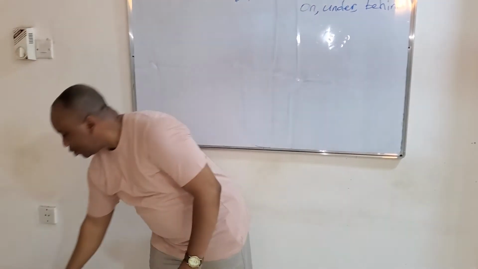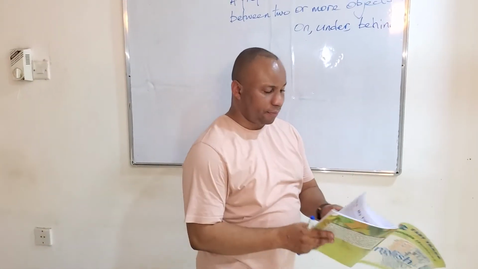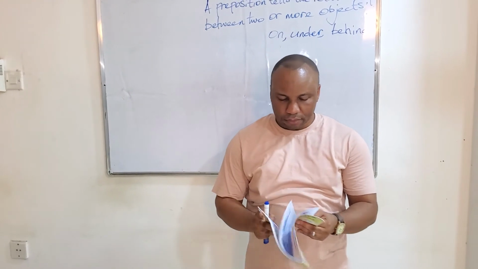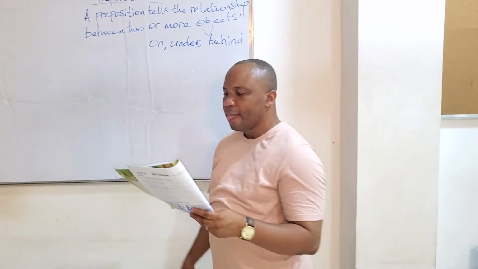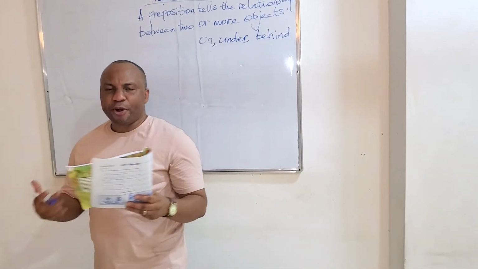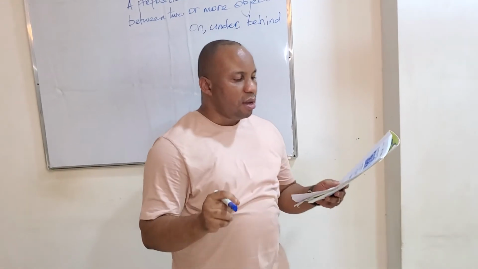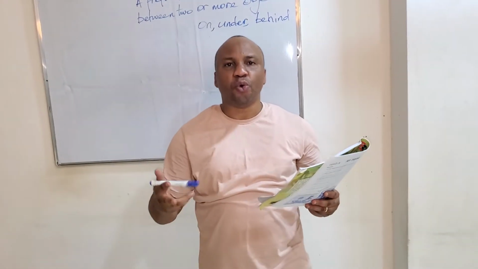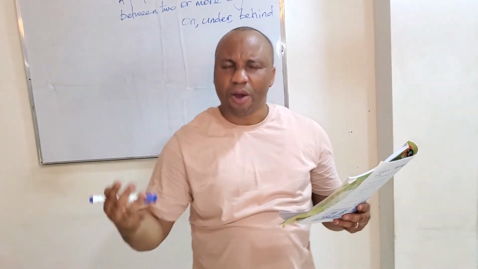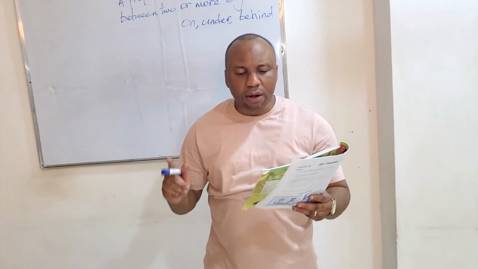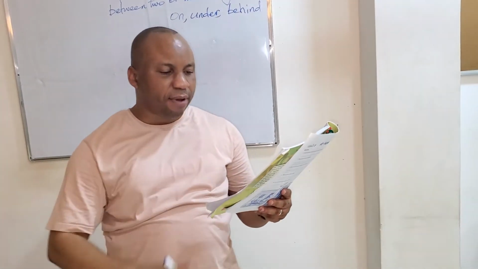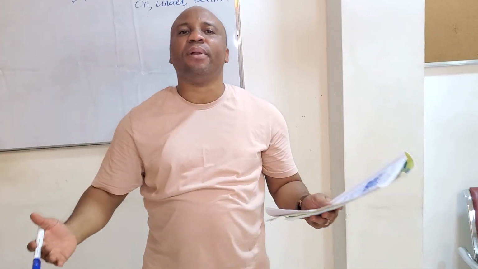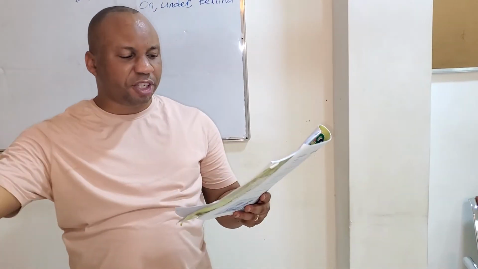Okay, so we continue, ladies and gentlemen. Grammar check. A preposition tells the relationship between two or more nouns. On, under, in, out, behind, in front of, beside, between, opposite are examples of prepositions.